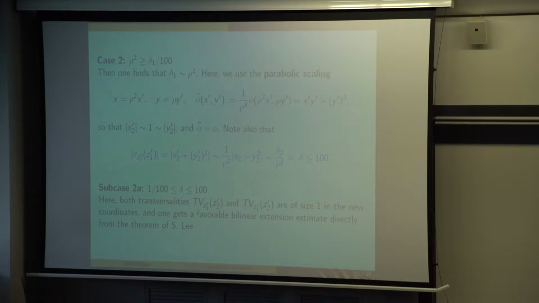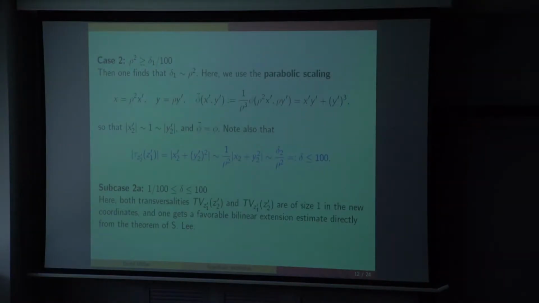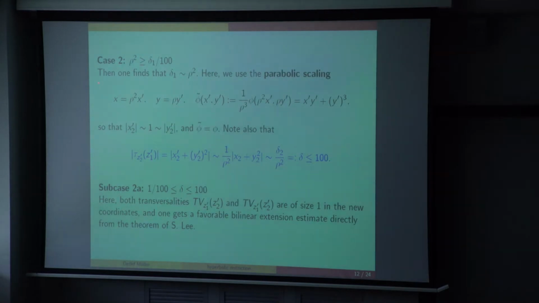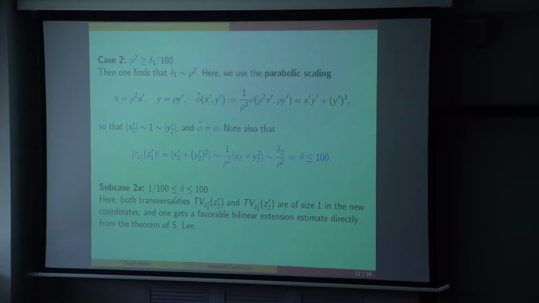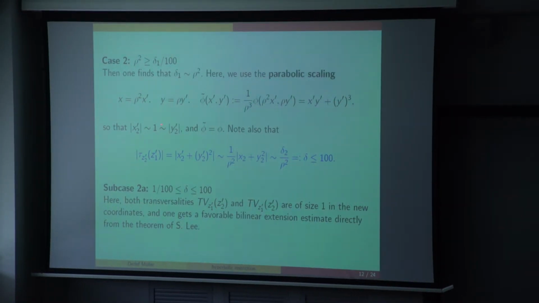And now here it's very natural to do a parabolic scaling. So you scale x, scale that x is rho squared times x prime, and y is rho times y prime. And you scale here properly. And you see under this parabolic scaling, the phase is even invariant. So you get the same phase function phi. And now what you gained is that now x2 prime and y2 prime are both of size 1. And then in this case, if you compute the transversality, tau z2 of z1 in these new coordinates, you find out that you get this is of size delta 2 divided by rho squared.